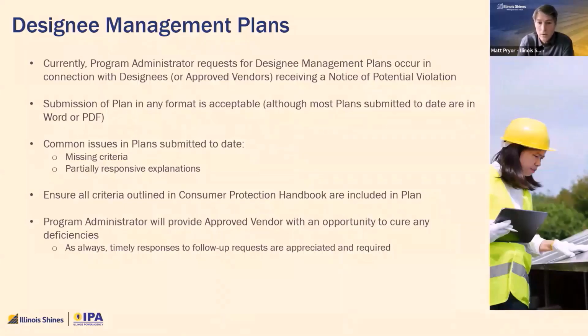We will provide approved vendors with an opportunity to cure any deficiencies. So after we receive a designee management plan, after we've requested it, we will reach back out if we have any follow-up questions or we believe that any part of the designee management plan criteria were not included in your plan. We'll then give you an opportunity to cure that, several weeks, and engage in a back and forth before we move on to any notice of potential violation if we believe that the designee management plan is deficient. As always, timely responses to our follow-up requests are appreciated and required, and in almost every situation will prevent the issuance of a notice of potential violation.